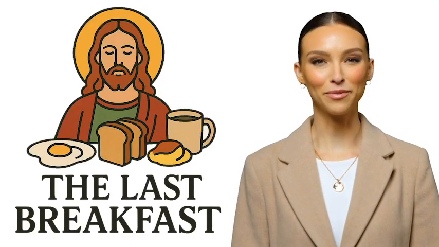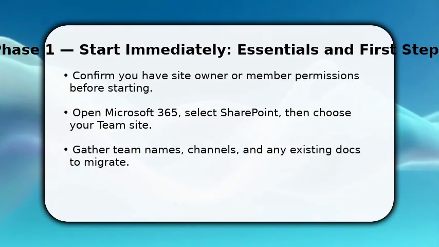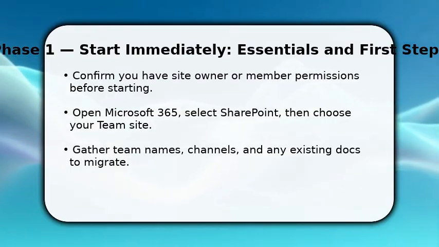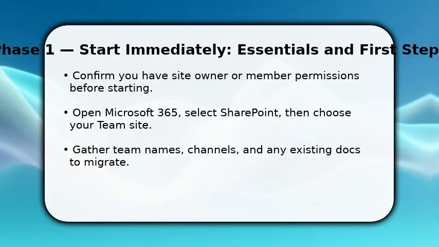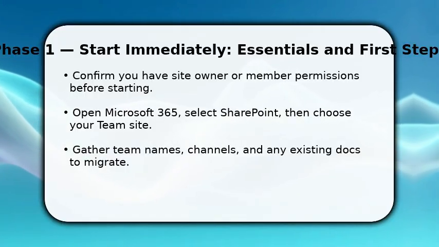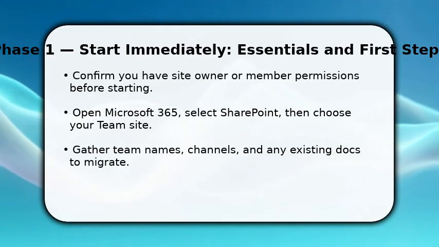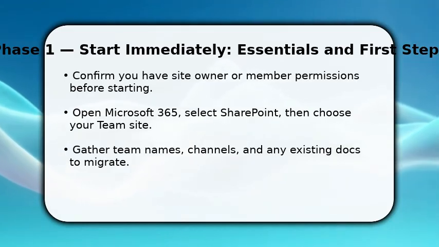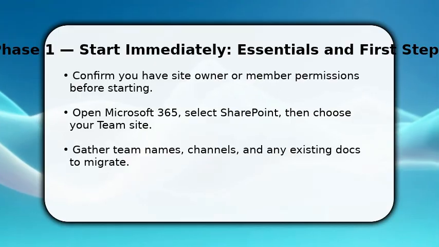You start by confirming permissions and opening the team site. This matters because you can't change settings without adequate access. Once done, open Microsoft 365, click SharePoint, and pick the correct team site. Make sure the site matches your team name.